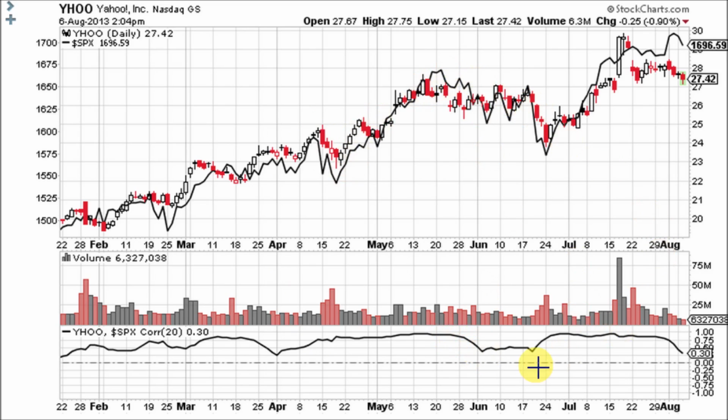Right here, not so strong correlation, but still moving basically together. Okay? So the correlation coefficient ranges from -1 to +1. Anything above 0 shows correlation. Anything above 0.5 shows strong correlation, and anything below 0.5 shows a very wide divergence.